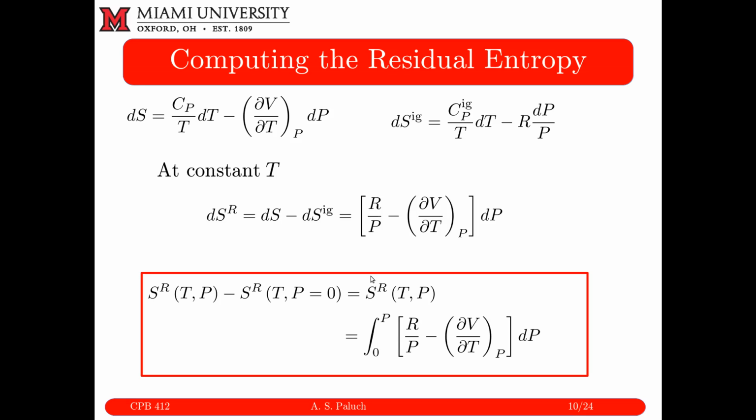Okay? So I integrate from P equals 0 to P, so my left-hand side becomes SR at T and P minus SR at T and P equals 0. This term is just 0 because this corresponds to my ideal gas limit, and in the ideal gas limit, my residual entropy is 0. So we're left with just SR at T and P is equal to the integral from 0 to P of this expression.